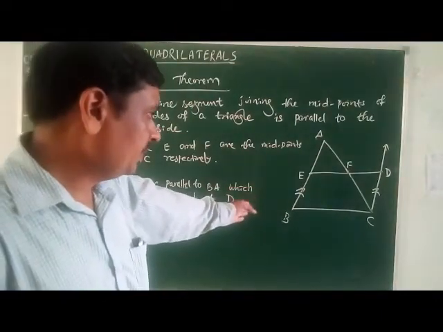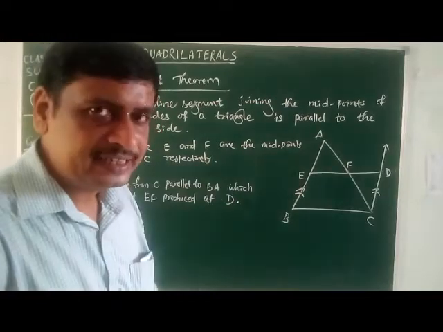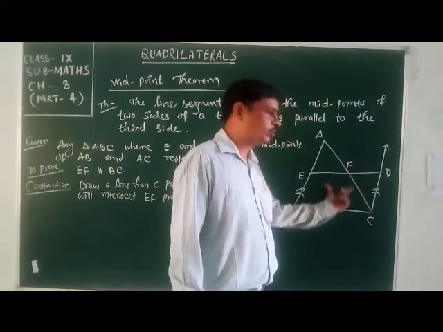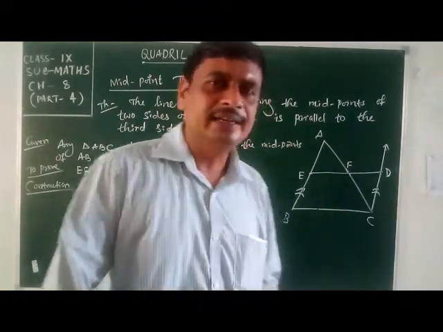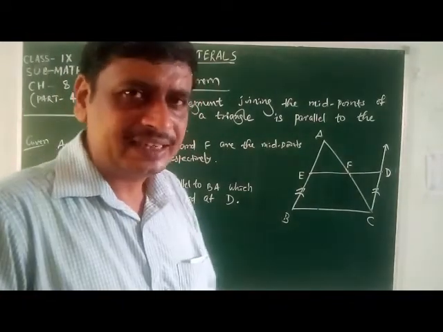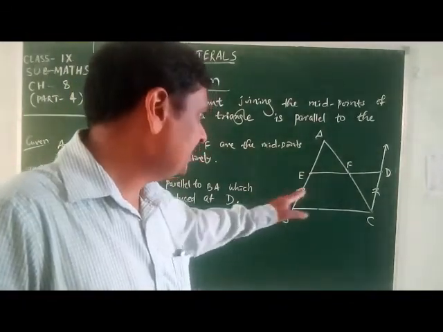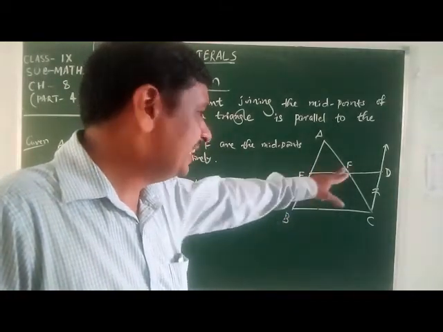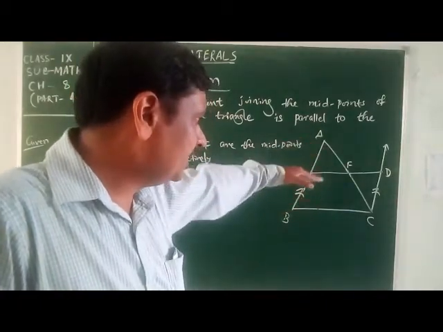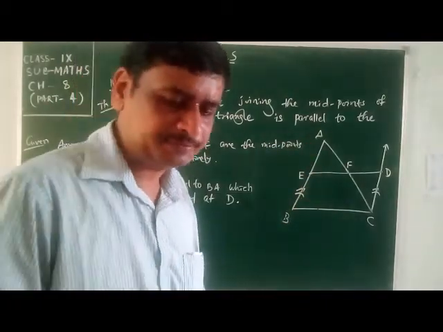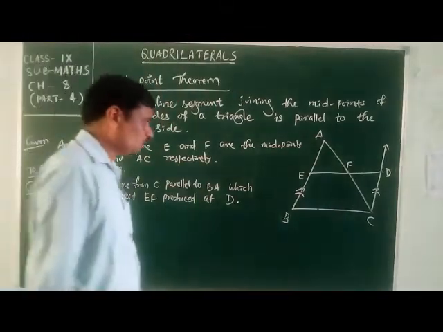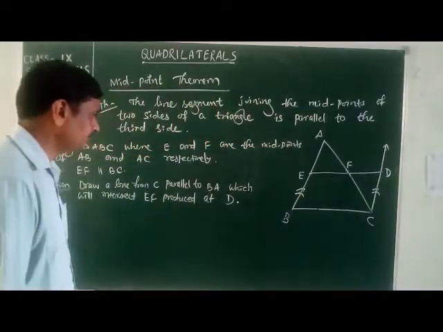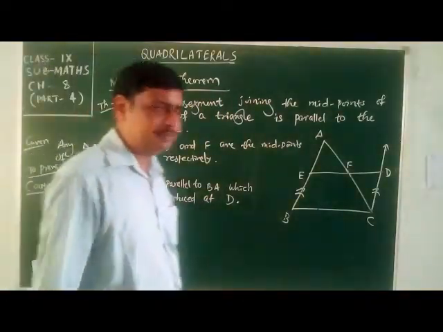If we can prove BCDE is a parallelogram, then we can prove BC and ED both become parallel, because in a parallelogram opposite sides are parallel. If BC is parallel to ED, then BC is also parallel to EF. Now we have to show that BCDE is a parallelogram. How can it be a parallelogram?